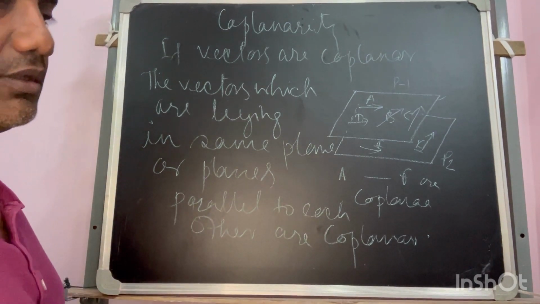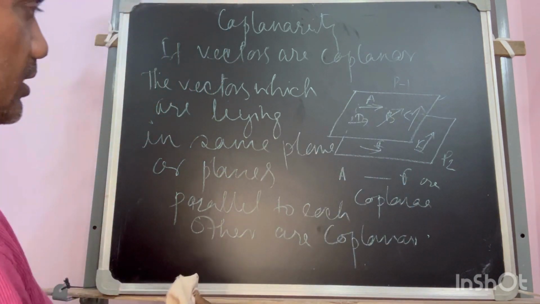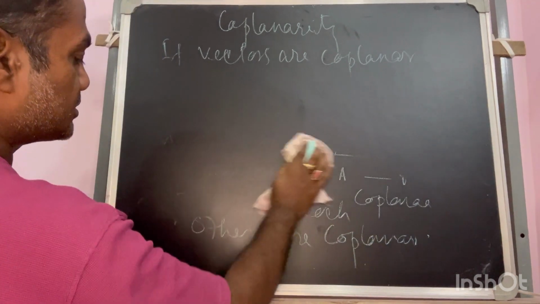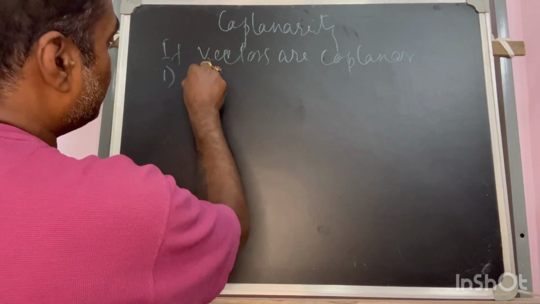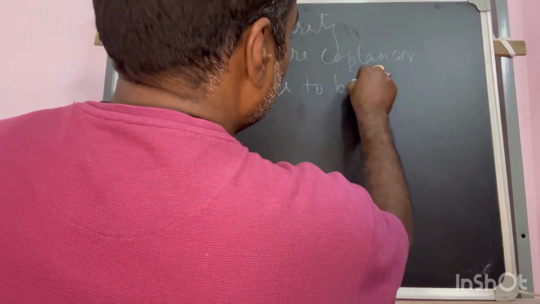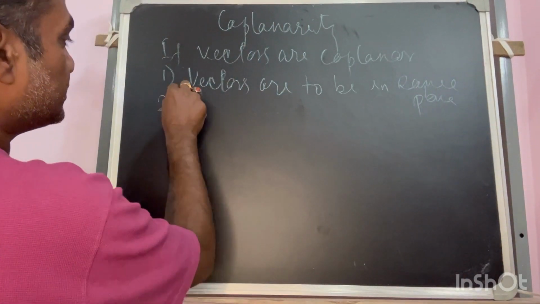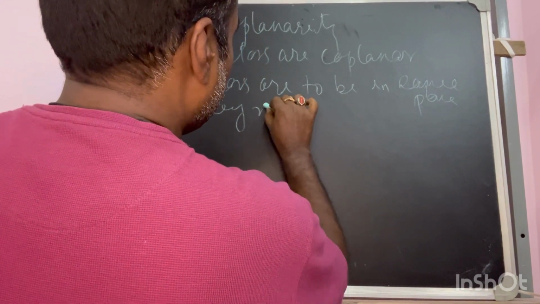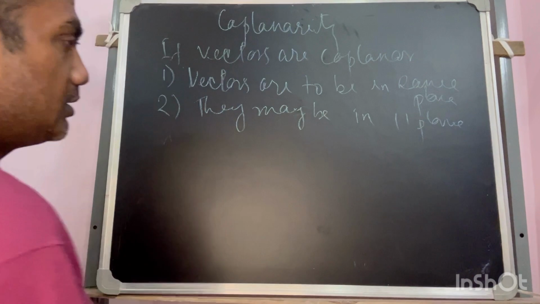But there must be some mathematical condition from which we can derive coplanarity, and that will also support this definition. So we'll bring that condition right now. The first two conditions in the definition are that the vectors are to be in the same plane, and second, they may be in parallel planes.